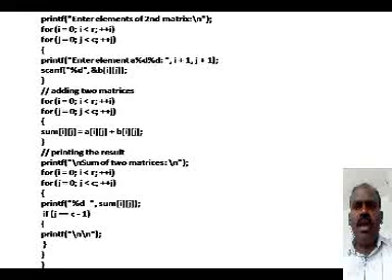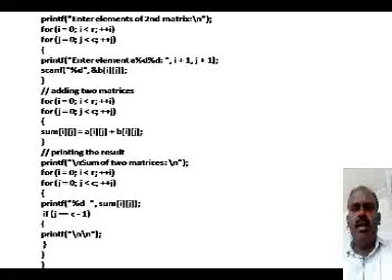And finally, we have to add the two matrices. For that, we are also using the for loop. After that, by using this for loop, we have to sum the A matrix and the B matrix and store it in the sum i, j matrix. Finally, we have to display the sum matrix.